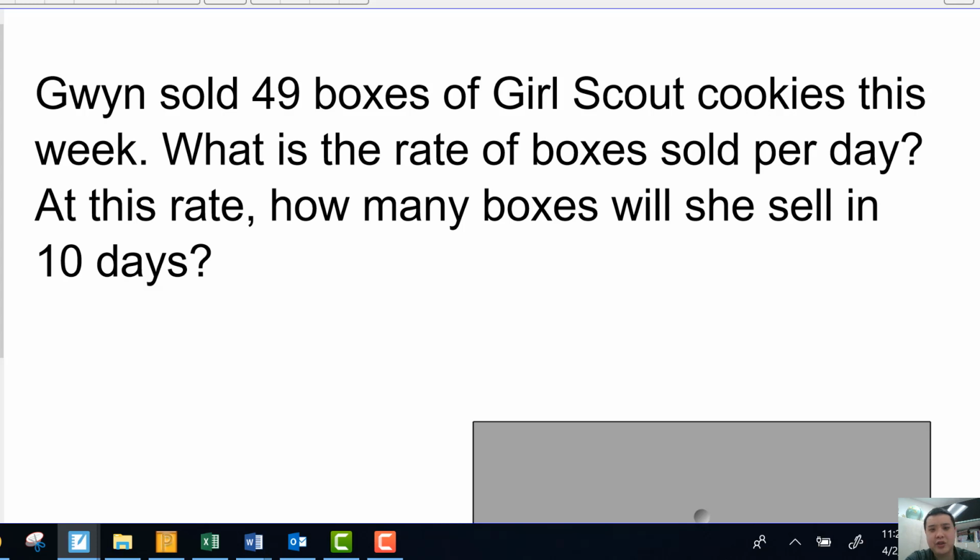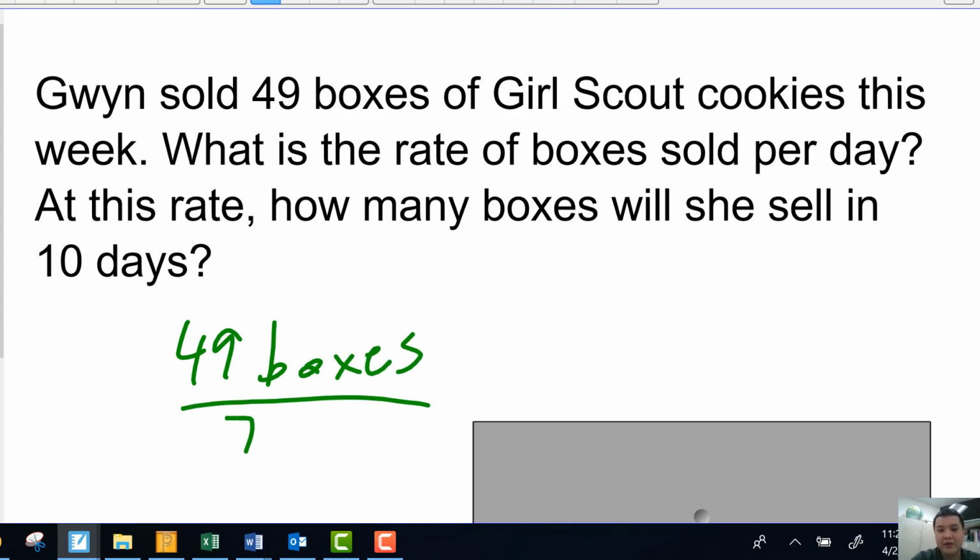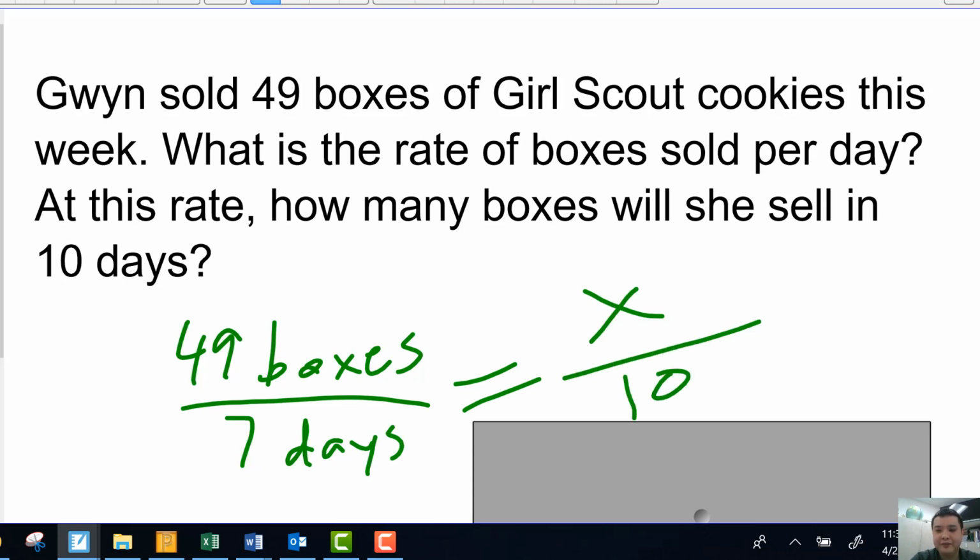Then this next question. Gwen sold 49 boxes of Girl Scout cookies this week. What is the rate of boxes sold each day? At this rate, how many boxes will she sell in 10 days? So, we know that she sold 49 boxes in a week, which is the same thing as 7 days. And we're asked to find out how many boxes she sold in 10 days, so we don't know that.